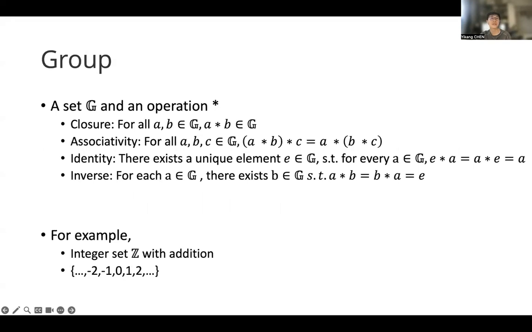The first thing that needs to be defined is a group. A group is a set of elements with an operation star that satisfies four properties: closure, associativity, identity, and inverse. We use an example to go through this. The integer set with addition is a group. Obviously, any integer added to another integer is still an integer, so it satisfies closure. And the other three properties are also satisfied.